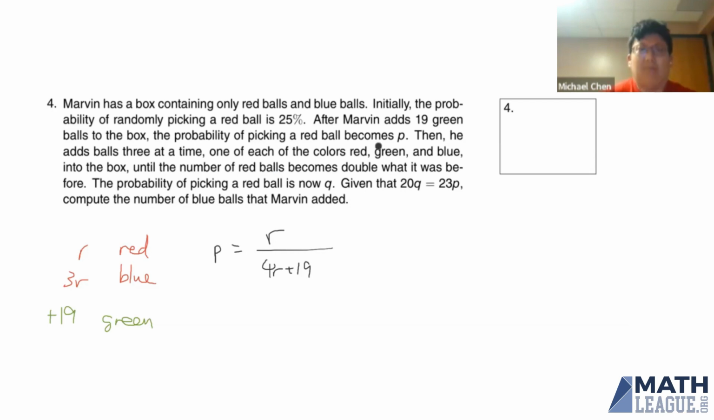And then what happens is that balls are added, one each of all of the colors until the number of red balls is doubled. So that means that from R, right, the number of red balls becomes 2R. But the important thing to note is that we're not doubling everything, right? Because then the probability would just be the same. We are adding the same number of each of them. So going from R to 2R means we have added R balls that are red. So we're going to do the same thing for blue. So 3R to 4R and green. So 19 to R plus 19.